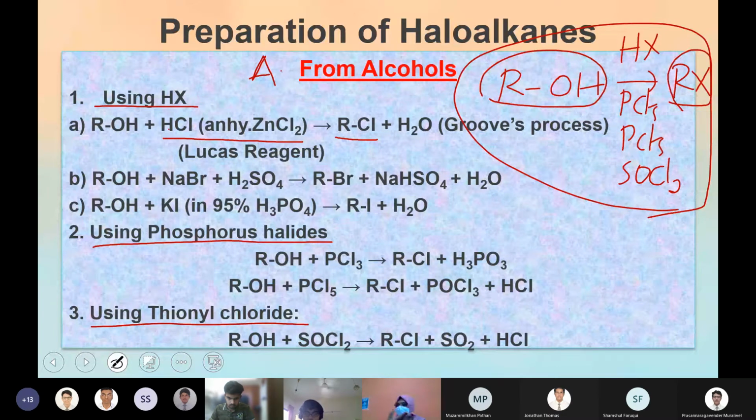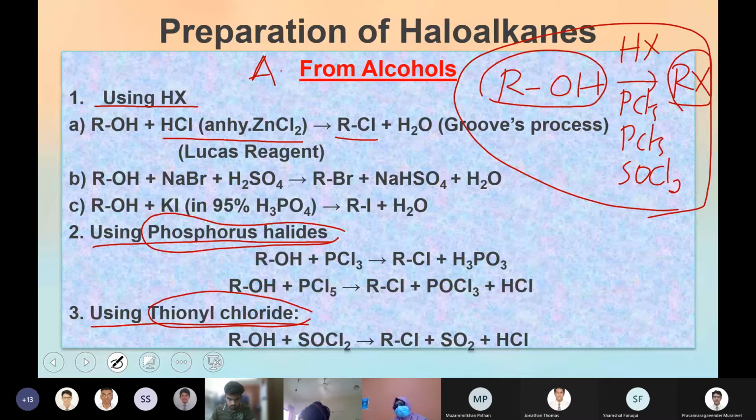Reagents can be either HX, that is HCl, HBr, HI, any hydrogen halide, or it could be any phosphorus halide, which is PCl5 or PCl3, or it could be thionyl chloride. So using these three reagents, the product is the same, alkyl halide, only the byproducts are different. Byproducts will vary based on the reagent you're taking. But for us, what is important is your major product. Especially in conversions, you don't write the byproduct. You just need to know which is the apt reagent to be used for the conversion.